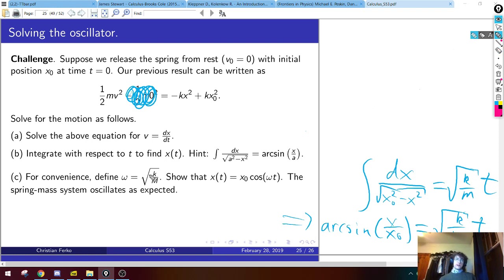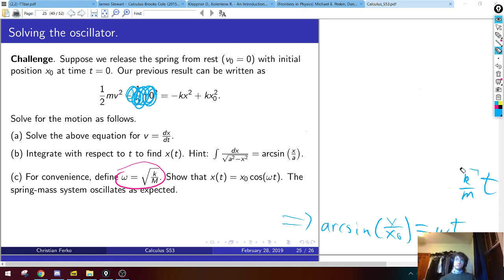In physics, it's common to define this thing called omega, the frequency, for convenience, which is root k over m. So can you solve this equation for x as a function of time? Ignore what I said because it's wrong. Solve this for x as a function of time to tell me what the spring does. So arcsine of x over x0 equals omega t. Yeah, good. Then how do I solve? We take sine of each side and multiply the right side by x0. So x equals x0 times sine omega t, sorry, not arcsine. Yeah, good. x0 sine omega t.